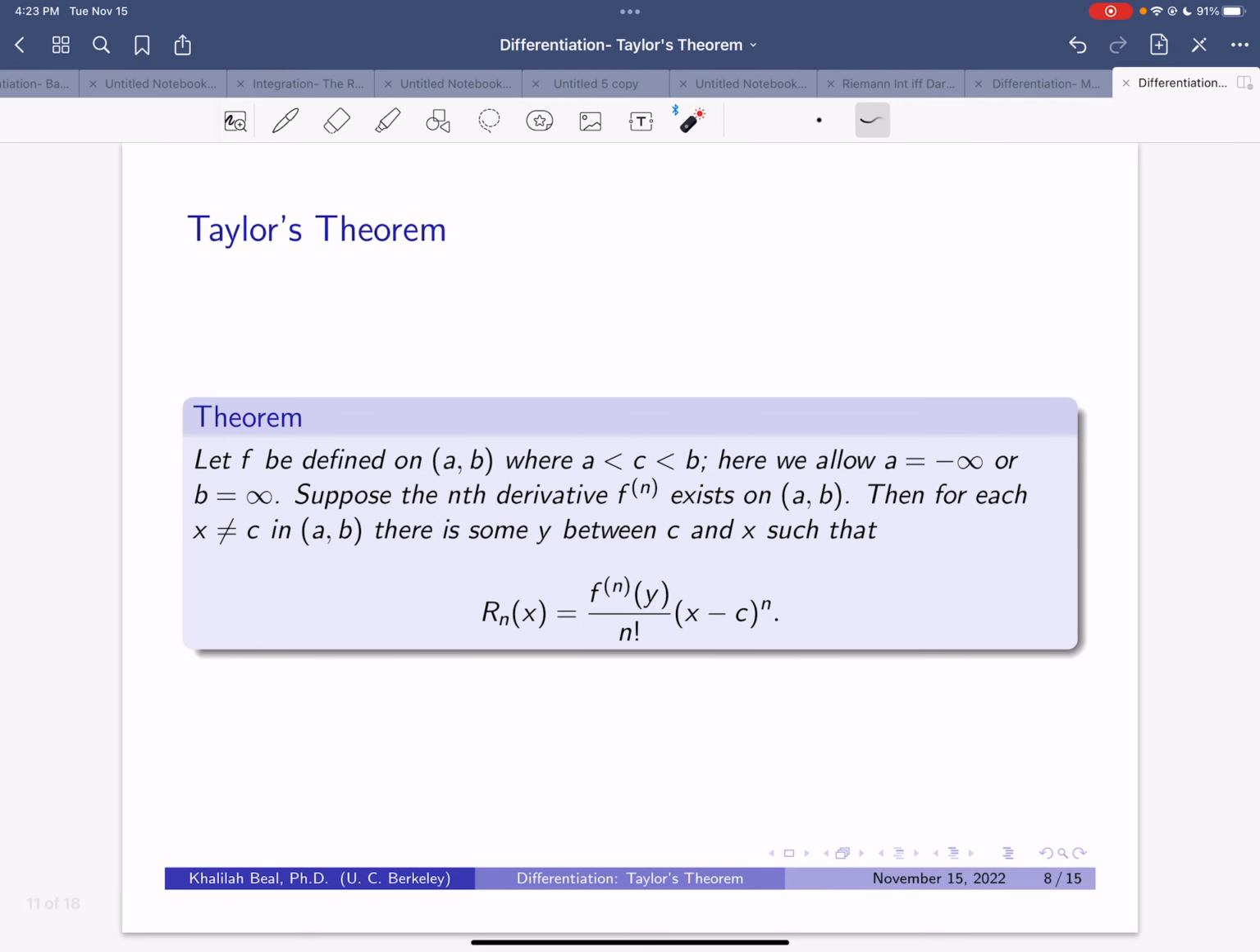So now let's get into the big result for this lecture. It's called Taylor's theorem. So Taylor's theorem says, suppose f is defined on some interval AB and c is a point in the domain. Also suppose that the nth derivative exists on AB. Then for each x in your domain, that's not equal to c, of course, we can find some y between x and c so that the remainder is actually equal to the nth derivative at y over n factorial times x minus c to the n.